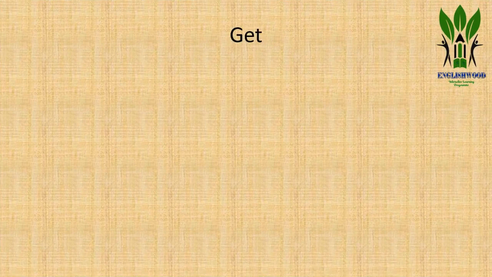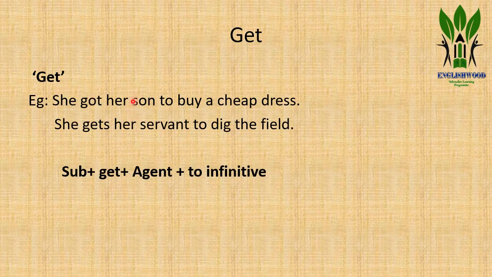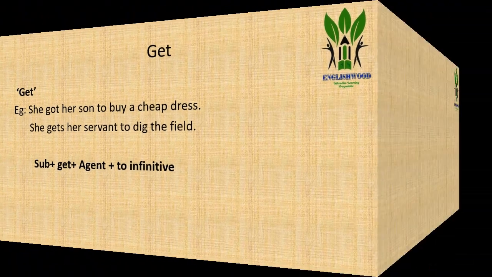Similarly, get. She got her son to buy a cheap dress. She gets her servant to dig the field. So that means subject plus get, there is always an agent. It gives to infinitive. The difference is get gives to infinitive. Have and make do not give to infinitive, but only the infinitive.